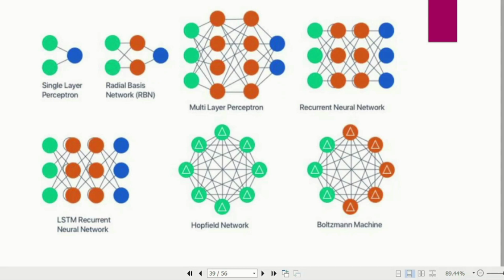Then here comes the physical neural network. This is one of the types of artificial neural network, in which an electrically adjustable resistance material is used to emulate synapses instead of software simulation. So this is all about the different types of artificial neural networks.